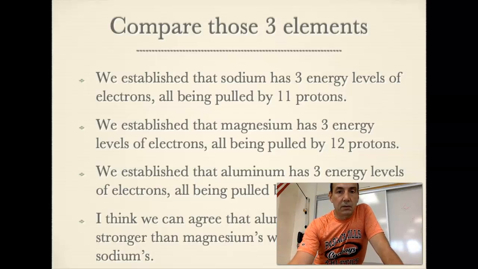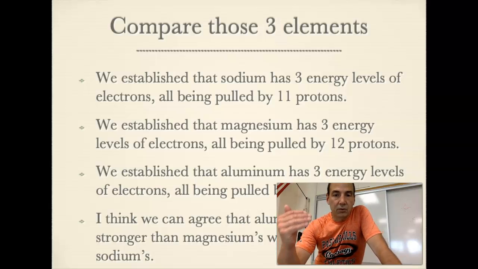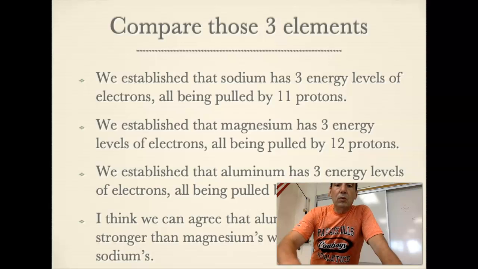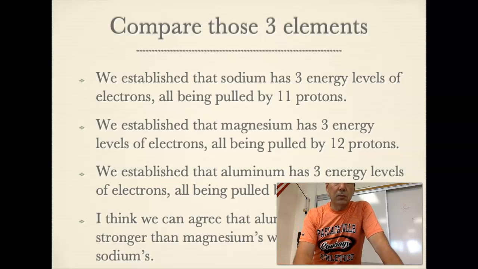We said that sodium had 3 energy levels and every electron is being pulled by 11 protons. We said that magnesium has 3 energy levels and all of its electrons are being pulled by 12 protons. And we said that aluminum has 3 energy levels and its electrons are all being pulled by 13 protons. Well, what's going to be stronger? 13 protons, 12 protons, or 11 protons? I hope you understand that it will be 13 protons. So the nucleus in aluminum is stronger than the nucleus in magnesium, and that's stronger than the nucleus in sodium.